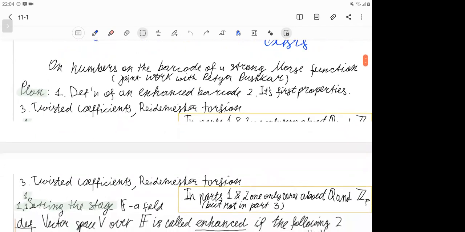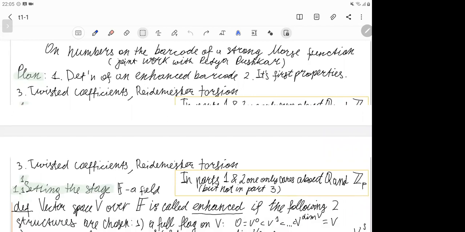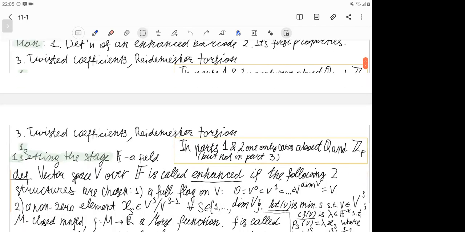First I'm going to set the stage for the whole talk. So let F, big F, be a field. In these yellow boxes, there is something that you may not want to care about. These are auxiliary remarks, some additional material. They're not really crucial for understanding what happens. In the first two parts, one only cares about Q and Z_p, but in the third part, other fields are going to be useful.